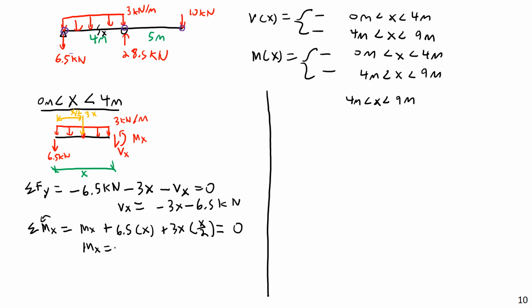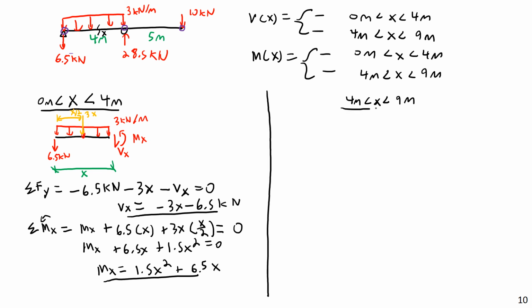So Mx plus 6.5x plus 1.5x squared is equal to 0, and Mx, just in this first region, is equal to negative 1.5x squared minus 6.5x. And so now we have the moment function and the shear function in this first region.